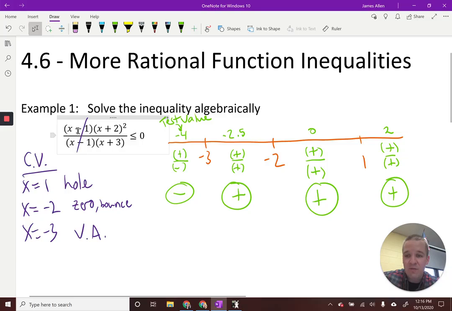If I plugged in negative 4, I'd have a negative over a negative, which is still positive. So no matter what, it's something divided by itself. I don't need to worry about that when I'm doing the sign chart here. All right? Wonderful, fantastic, excellent.